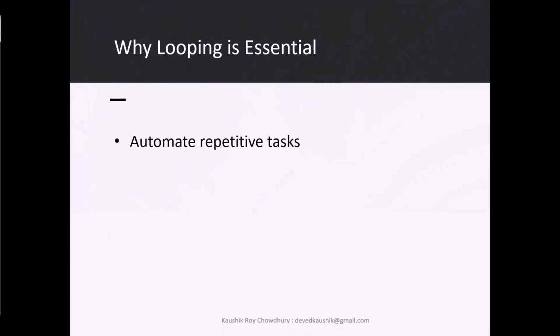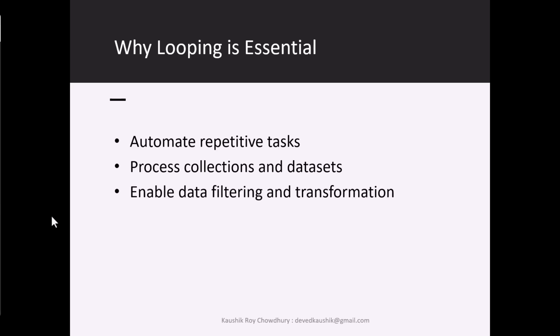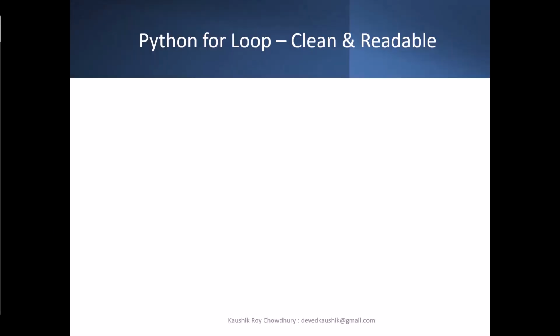So why is looping essential? In any programming field, especially in data science, looping is a cornerstone. It's how we automate repetitive tasks like processing items in a collection, filtering data, or applying transformations to entire datasets. Efficient workflows are built on well-structured loops.